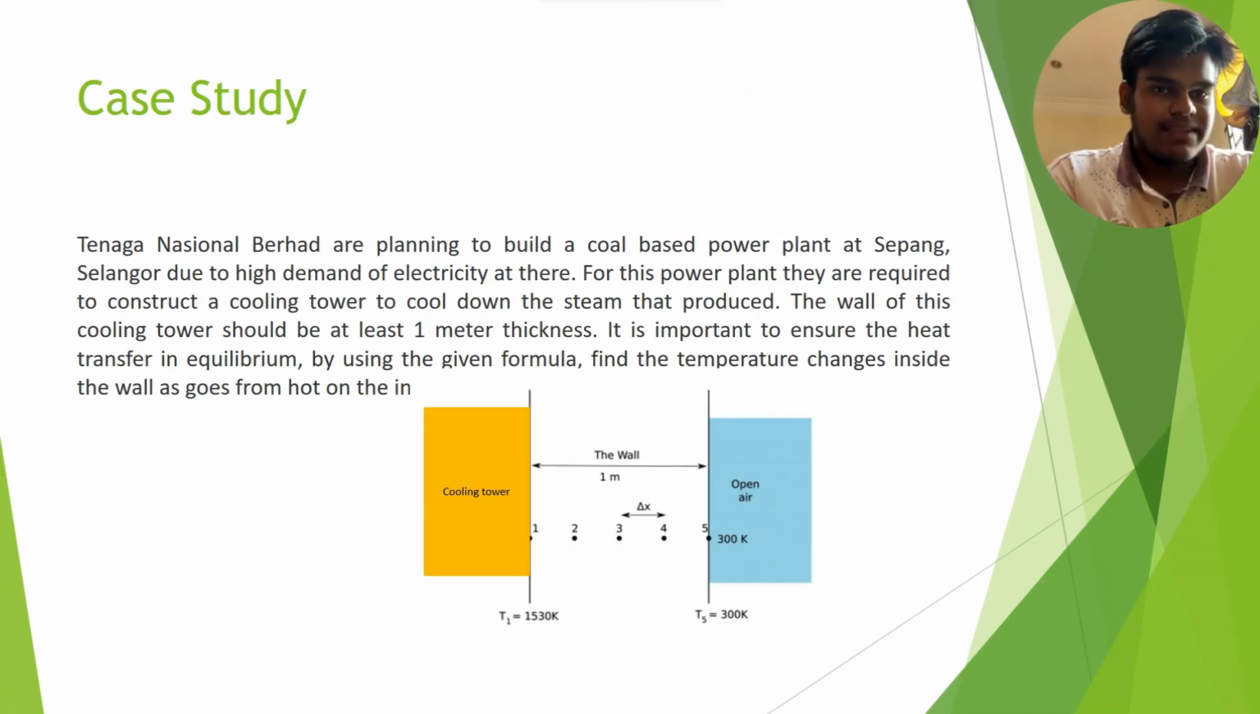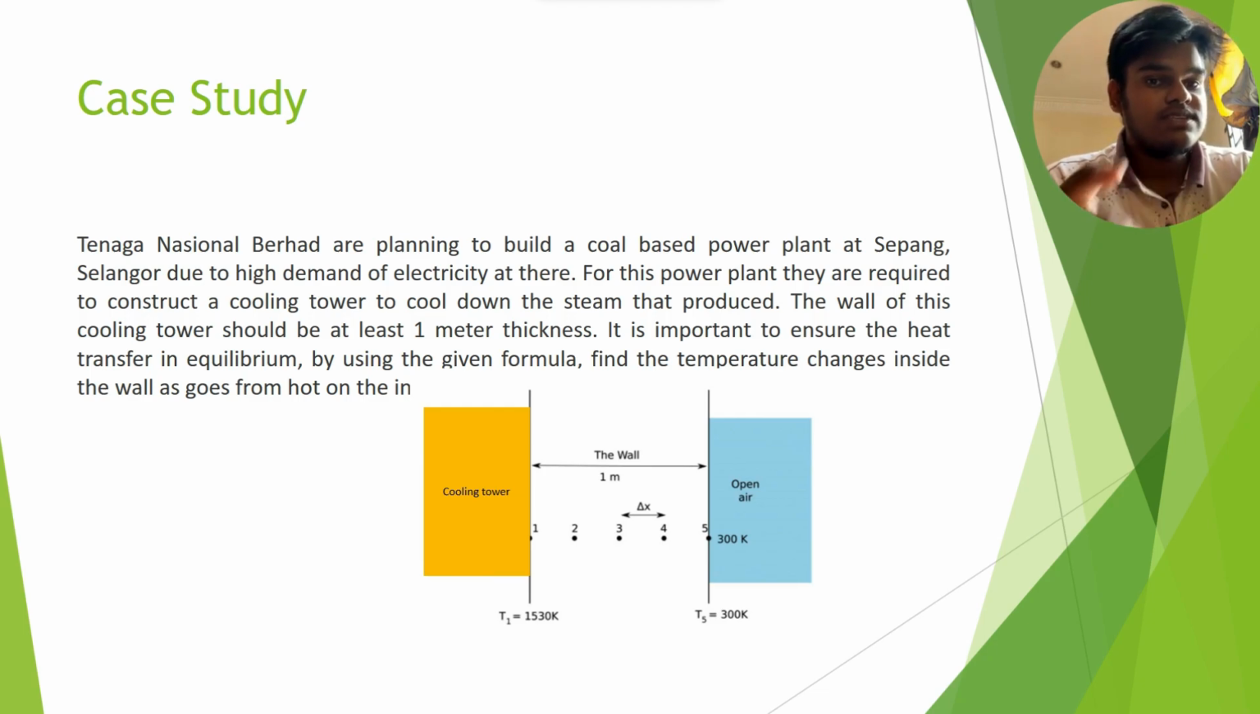The case study explained that Tenaga Nasional Berhad is planning to build a coal-based power plant at Sepang, Selangor due to high demand for electricity there. For this power plant, they are required to construct a cooling tower to cool down the steam that is produced. The wall of this cooling tower should be at least 1 meter thick. It is important to ensure the heat transfer is in equilibrium by using the given formula.